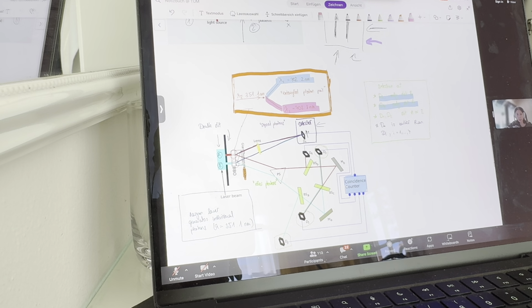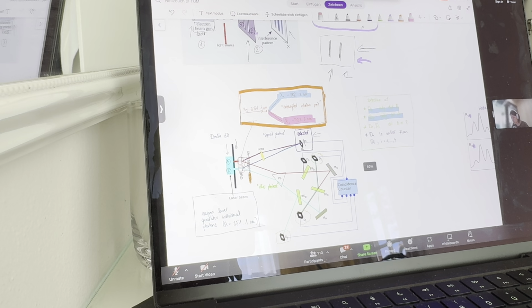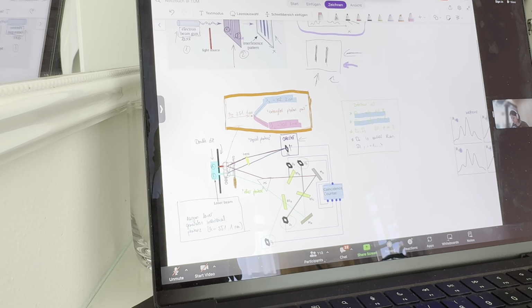I'm not sure if I got that, but what was the motivation behind this experiment? The motivation behind this experiment is to show that, in this case, laser light can behave as waves. That means they show an interference pattern when they interfere, or particle behavior. That means you just see a diffraction pattern. And whether they show their particle behavior or their wave behavior depends on the information that you extract.